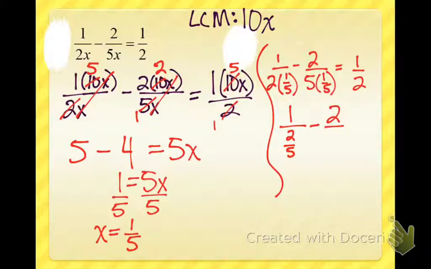Minus 2/, what's 5 times 1/5? 1. Now dividing by a fraction is the same as doing what? Multiplying by the reciprocal. So instead of dividing by 2/5, I could multiply 1 by 5/2. Instead of dividing by 2/5, I multiply by 5/2. That would be the reciprocal.